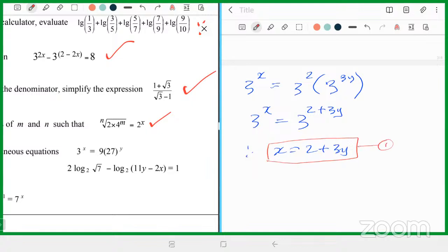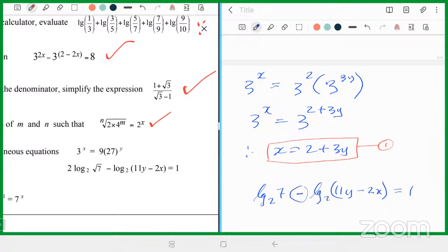We're going to get the second equation from this one. So we're going to take this 2 and move it up here as a power. First, we're going to get log to base 2 of 7, because this comes up here, so I'm going to square. Root 7 squared is 7. Minus log to base 2 of (11y − 2x). That's all equal to 1.